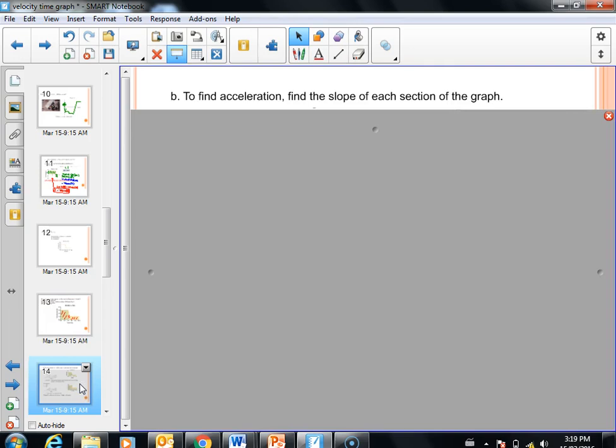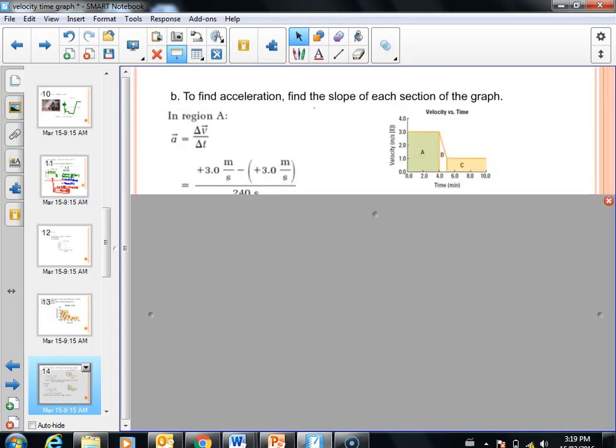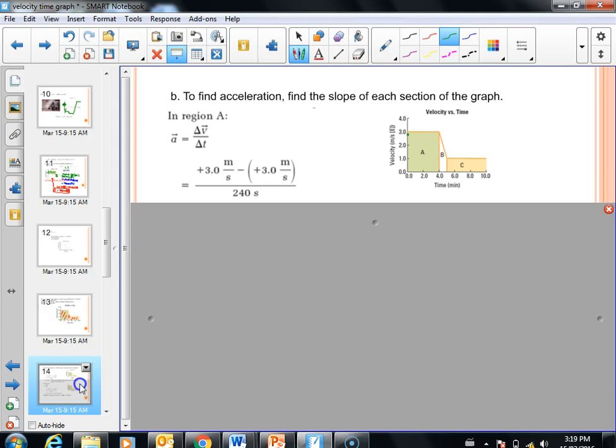But I don't want this video to be too long, so we'll skip to acceleration because we didn't do that yet. No, thank you, Smartboard. So to find acceleration, we're going to find the slope of each section. So here's our graph again, so we don't forget, and here's region A. So the velocity here is at a straight 3 meters per second, from 0 all the way to 4. So I know that it is 3 meters per second minus 3 meters per second. It's constant velocity, right?